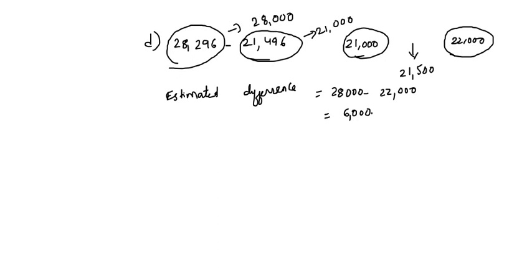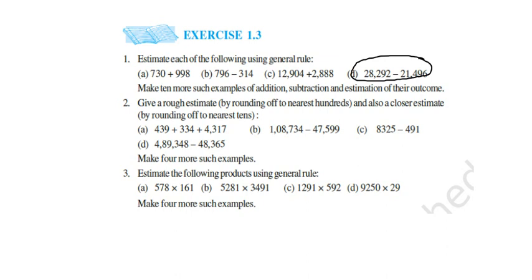Now we are going to discuss the second problem, that is: give a rough estimate by rounding off to the nearest 100 and also a closer estimate by rounding off to the nearest tens. Here we are doing two things. The first one is nearest hundreds and also we are doing nearest tens. So here we can do two problems. In each part we are doing two problems.